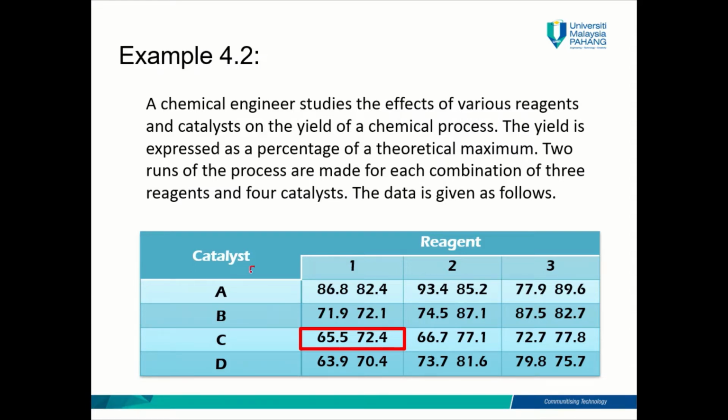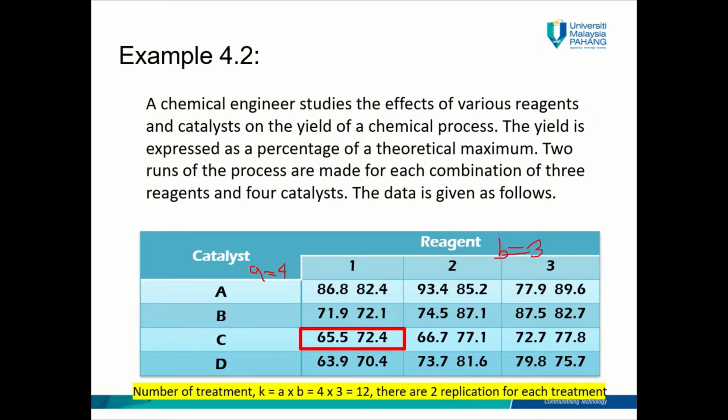So here, A is the catalyst, so A equals 4. And reagent here is B, B equals 3. So how many treatments? K is equal to A multiplied by B. So 4 multiplied by 3 is 12. So this is another way to calculate how many treatments.